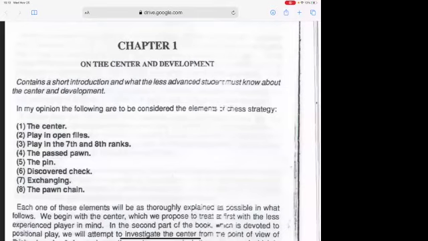So, chapter one on the center and development. We're going to reread this again. Now, we are going to read this thoroughly and I'm going to make sure I understand it. Again, I'm reading this for the first time with you. I'm going to make sure I understand this, and hopefully you will understand it too. So, chapter one on the center and development contains a short introduction and what the less advanced student must know about the center and development.